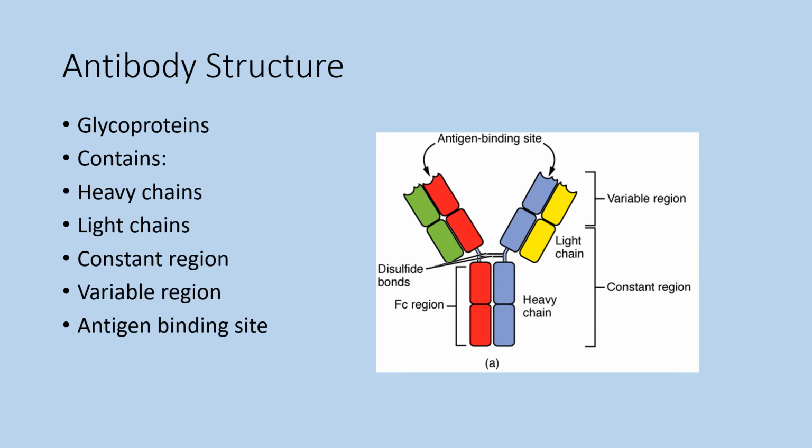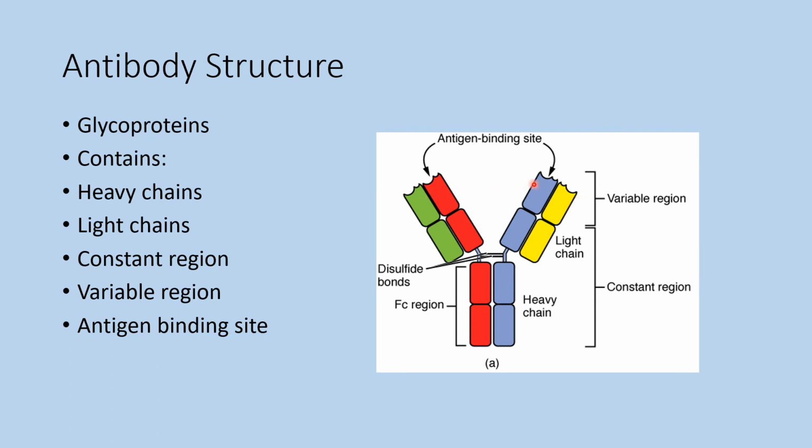So what do the antibodies look like that are being produced? They're glycoproteins. They contain heavy chains and light chains. So there's 2 heavy chains and 2 light chains. There's a constant region, a variable region, and an antigen binding site. So the heavy chains are these 2 chains that are on the interior. They're longer. Think of it that way. Yeah, they're long, so they're going to be heavier. The outer chains right here, the green and then the yellow, are the light chains.